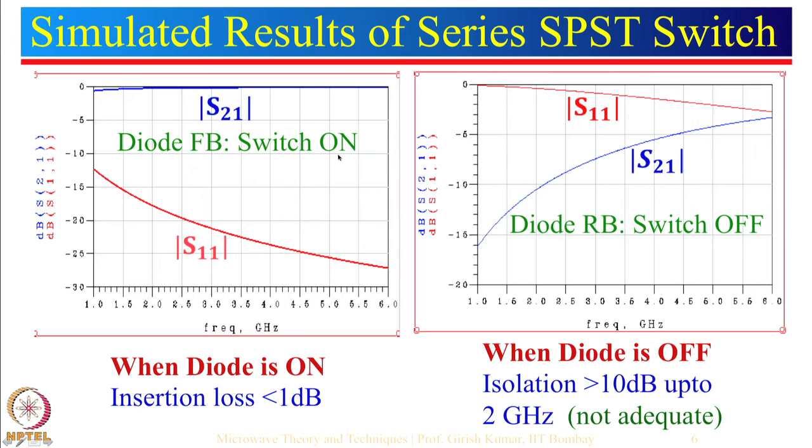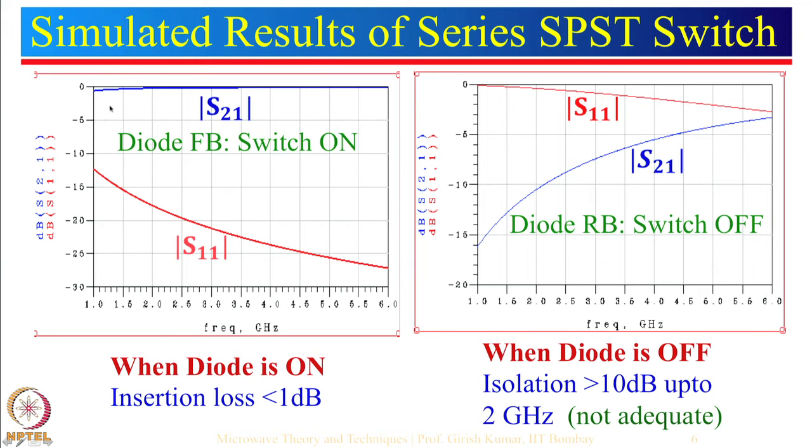So when the switch is on, what do we want? Whatever is the input, it should go to the output. So we would prefer S21 to be as small as possible. You can see over here, this is the response from 1 gigahertz to 6 gigahertz. S21 is close to 0 dB. In fact, the insertion loss is less than 1 dB over this entire band.